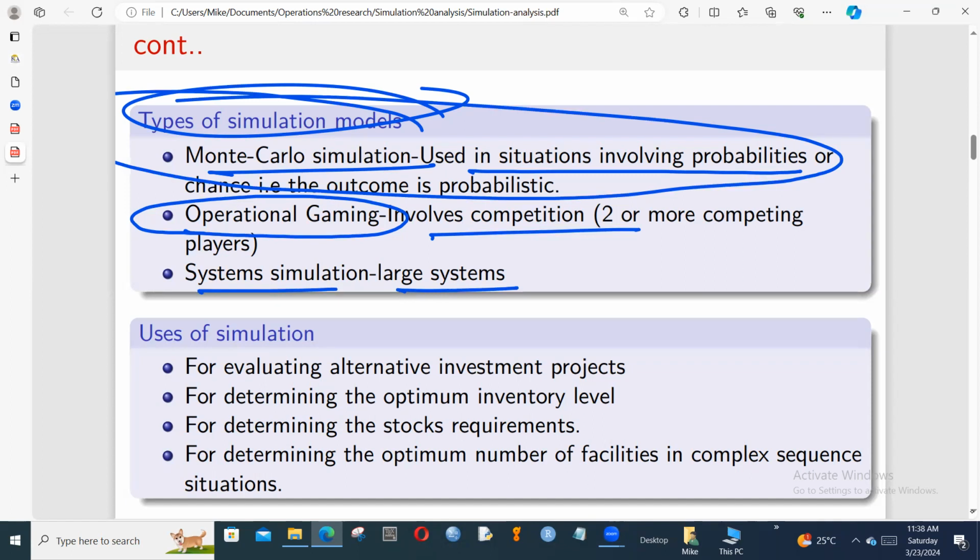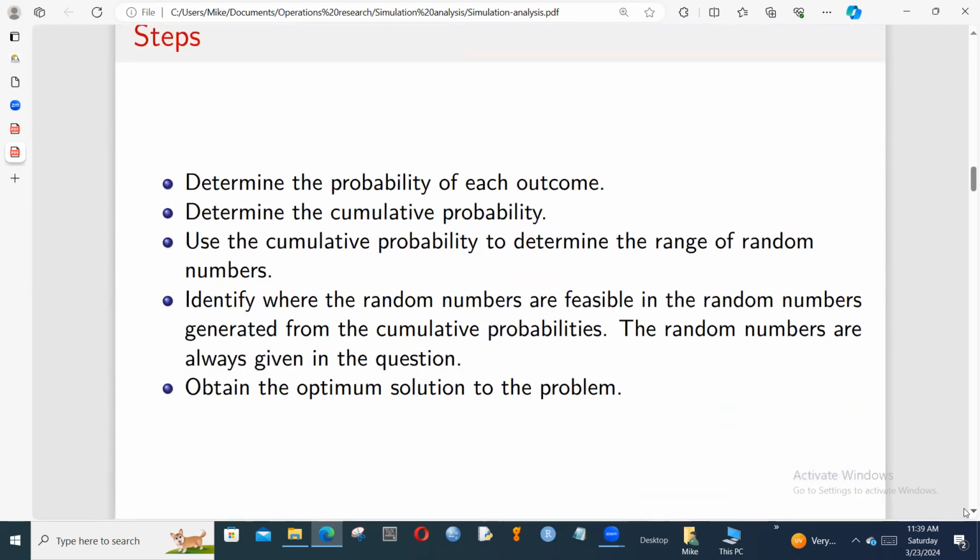So when I'm mentioning uses, I'm giving uses of general simulation. The uses of simulation analysis include evaluating alternative investment projects, determining optimum inventory level, determining stocks requirement, determining optimum number of facilities in a complex sequence. So simulation analysis may be cutting across even a number of the other techniques of operational research that we have looked at. And so we shall look at different problems and try to figure out.